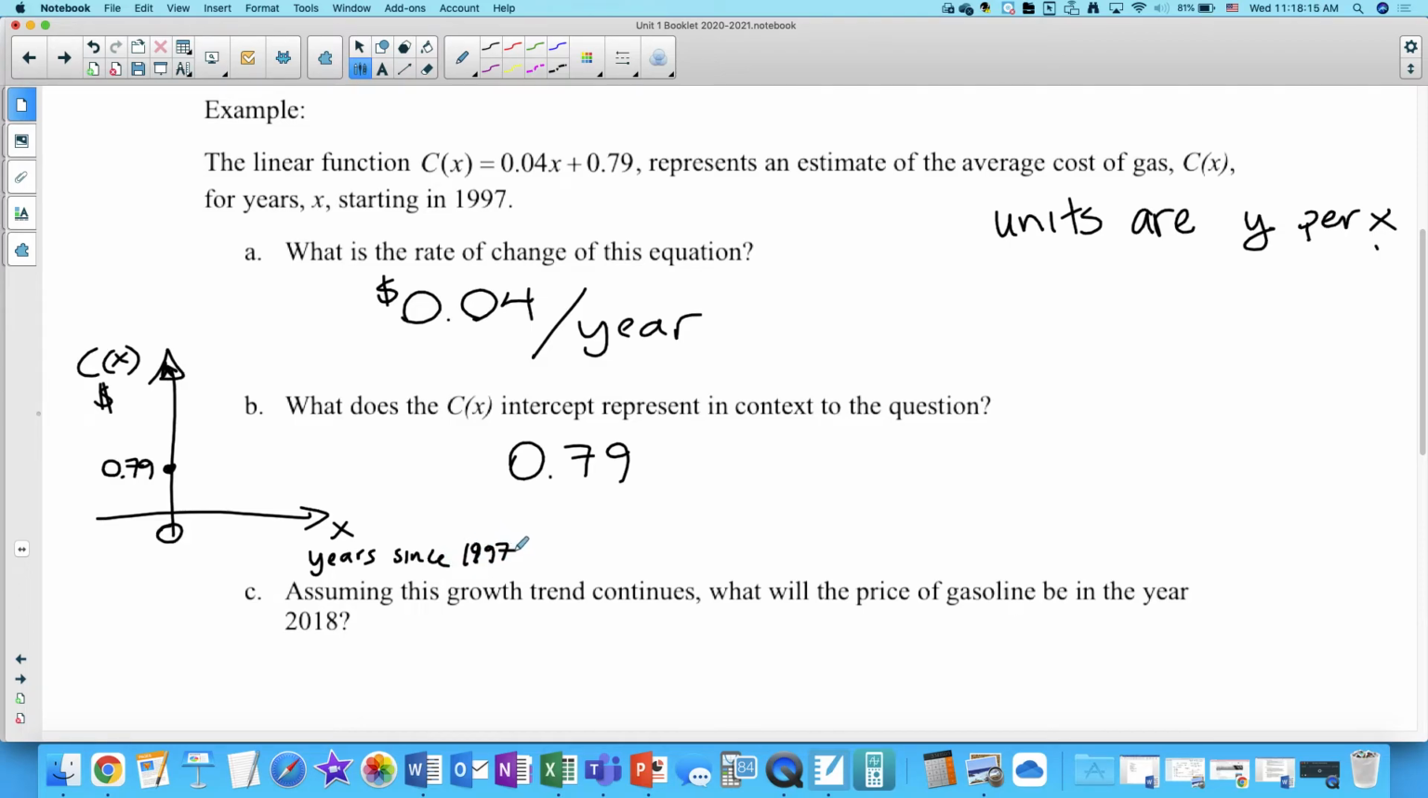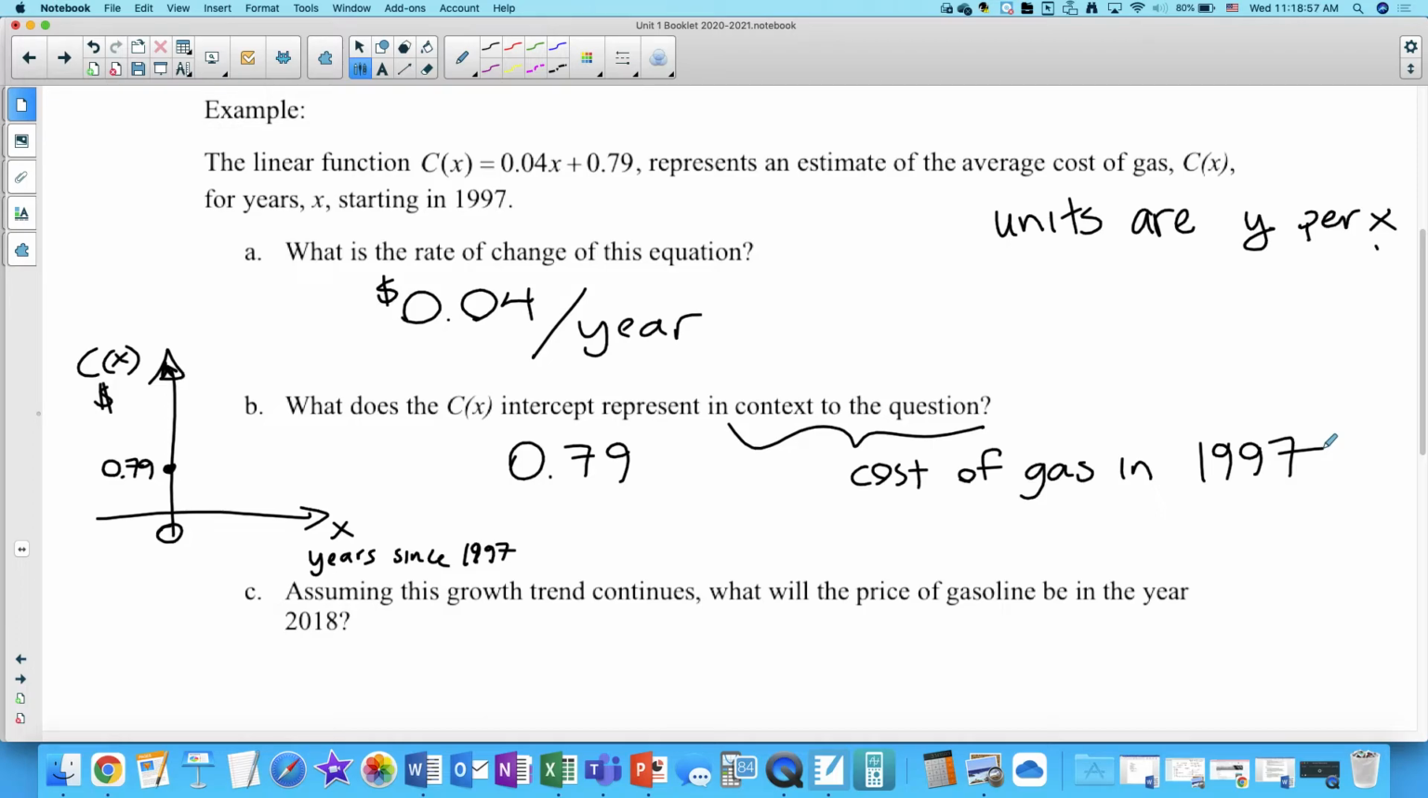Okay, so what does that 0.79 mean? Can we put this into a sentence? C of x is the total cost of gas for that year. In what year? 1997, yes. So what does it represent in the context? It's the cost of gas in 1997, okay?